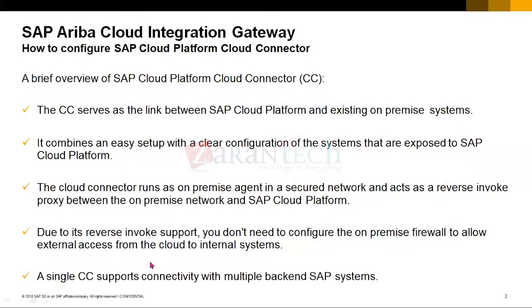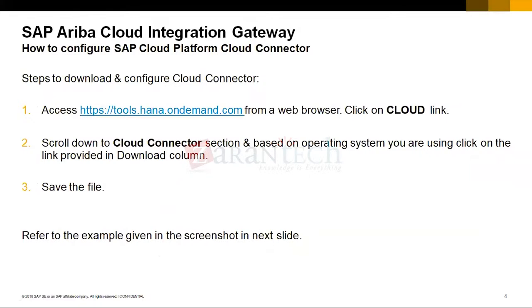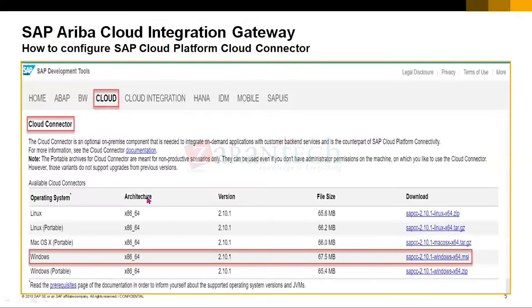Generally, the basis team has to run this URL, tools.hana.ondemand.com, which is one particular site. They go to this site and find the cloud connector options there. For your look and feel, this is a screenshot of that site. Once you go there, you will get this kind of screen. We have to click on the cloud, then you will get the options of the cloud connector.